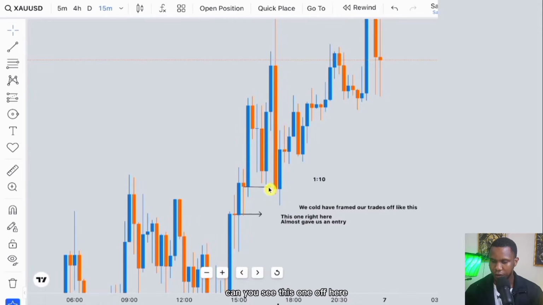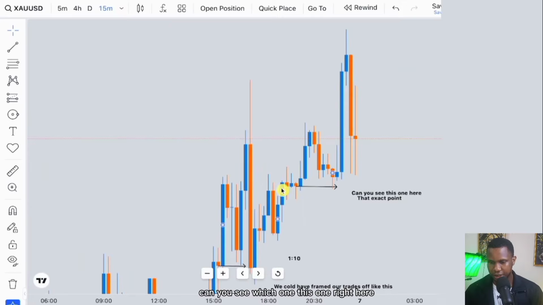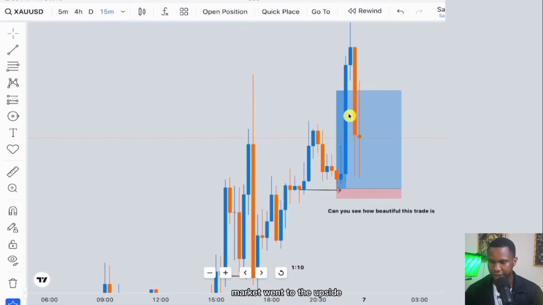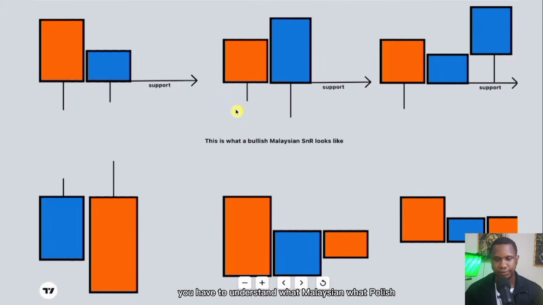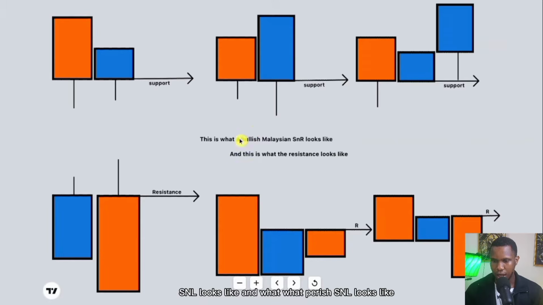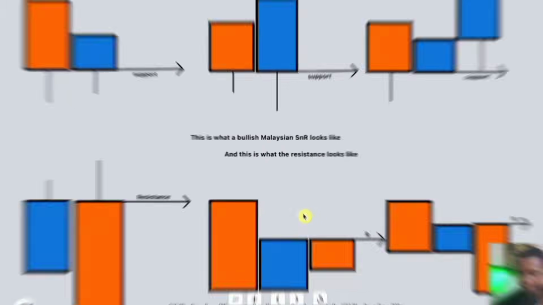Can you see this one here? We almost got an entry right here. Can you see which one? This one right here. Can you see the exact point before the market went to the upside? Look at how beautiful this trade is. Understand this properly. You have to understand what bullish SNR looks like and what bearish SNR looks like.